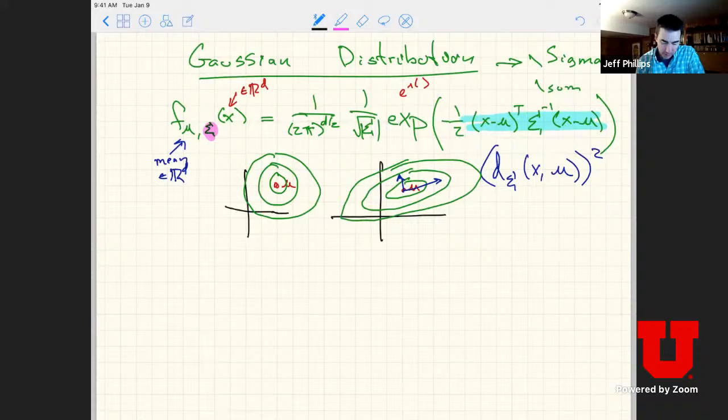I'm going to start, though, by saying, just to understand this green equation a little bit more, let's say the case where this covariance matrix is the identity.